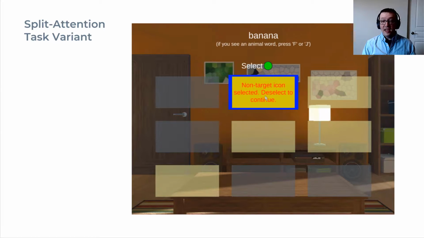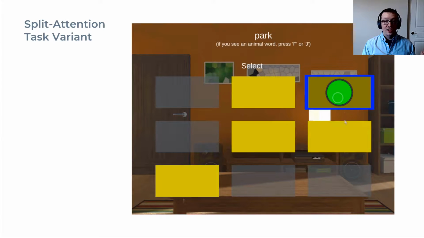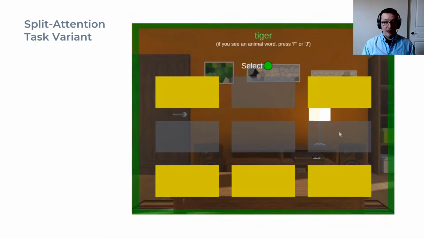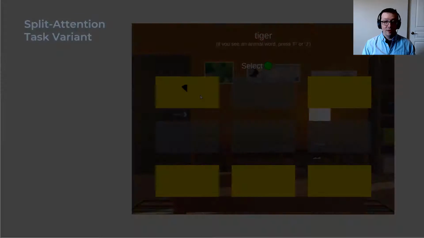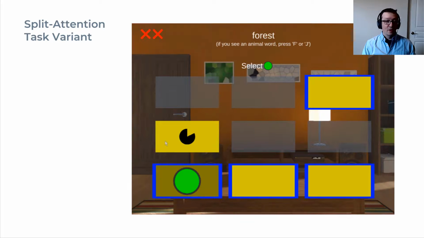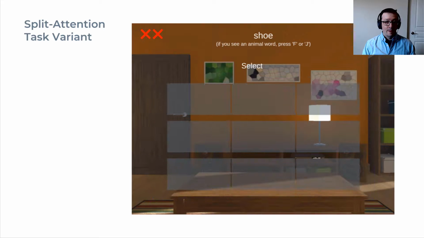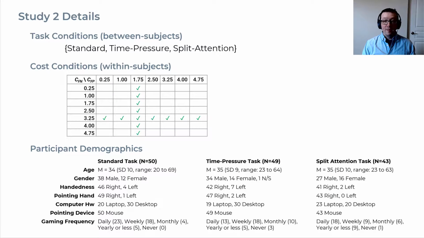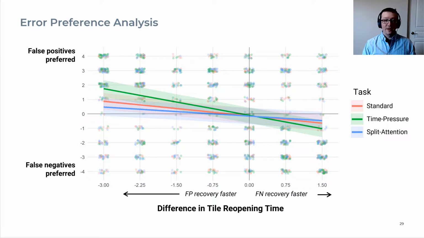And a split attention variant where the user has to do the standard task, but they also have to monitor a changing word at the top of the screen and hit a keyboard key when they see animal words. And again, for each word that you miss, there's a 4-second penalty at the end of the round. So this study followed a mixed design with task as a between subjects factor and the cost conditions as a within subjects factor. Okay, so what did we find?